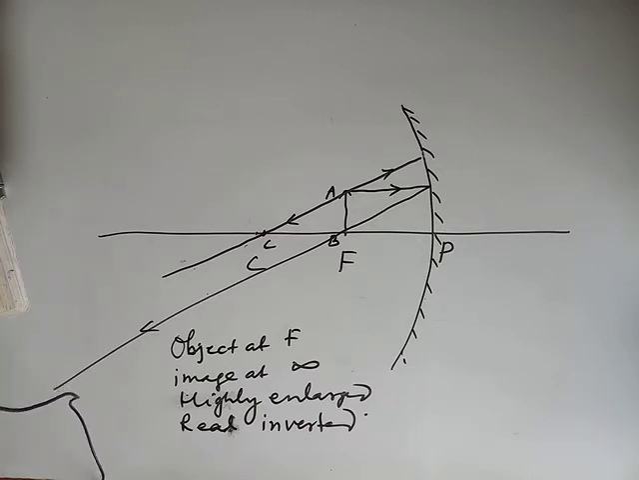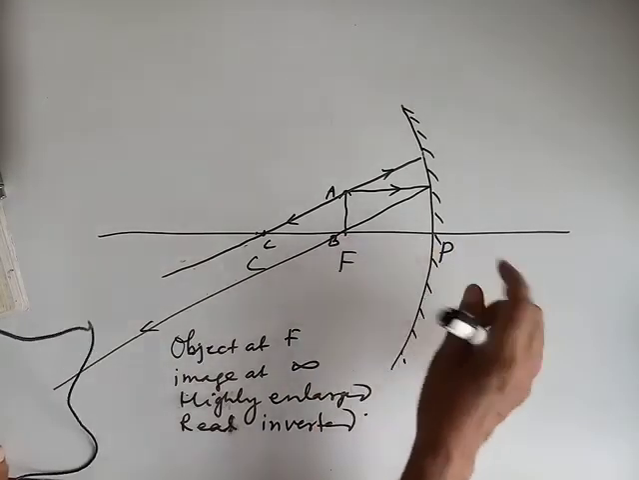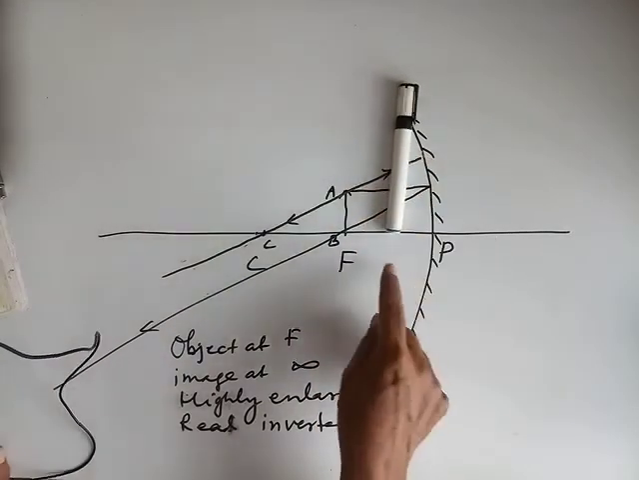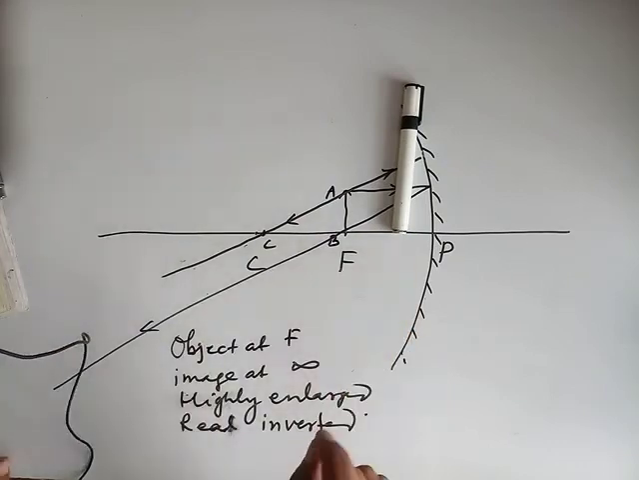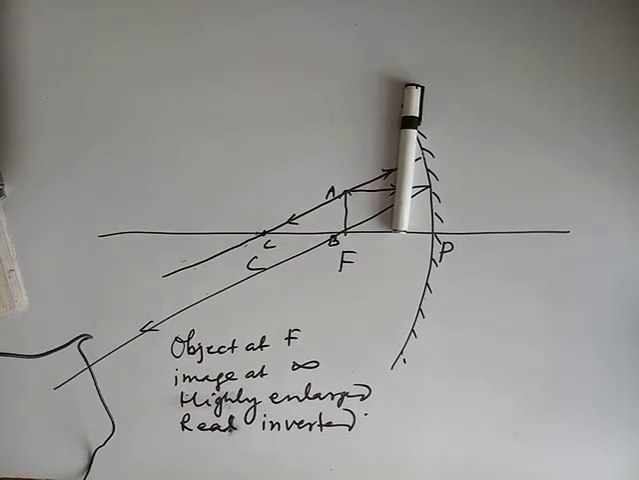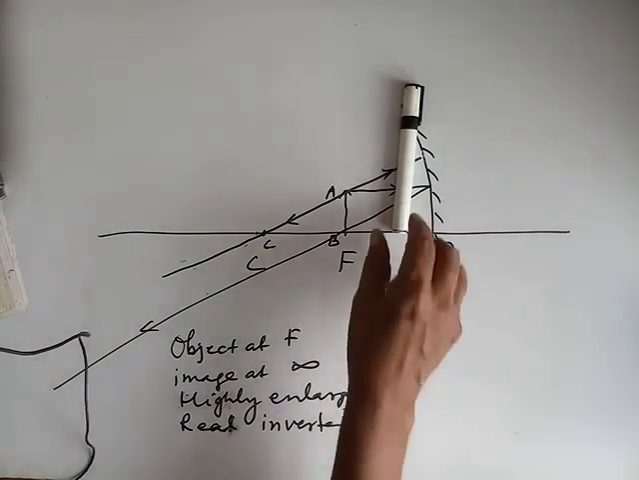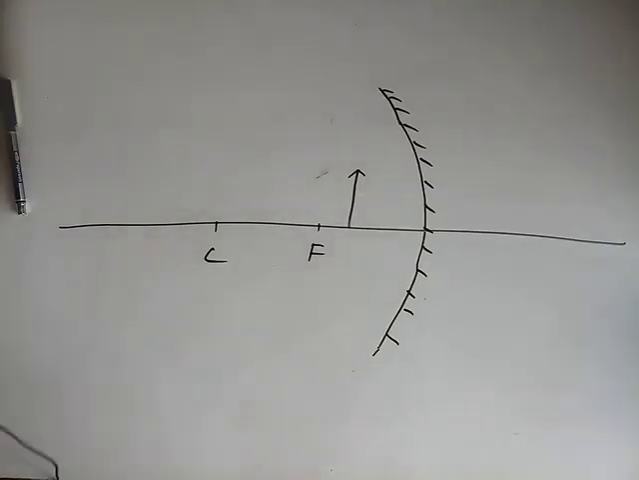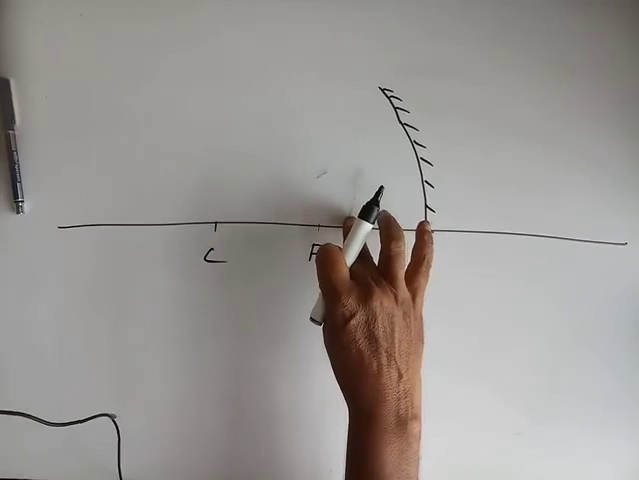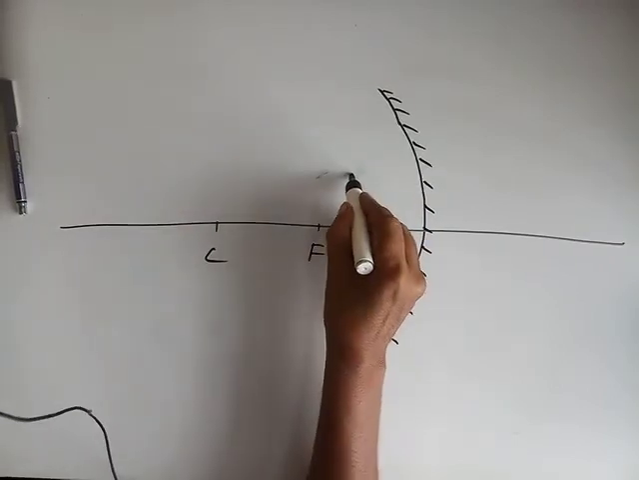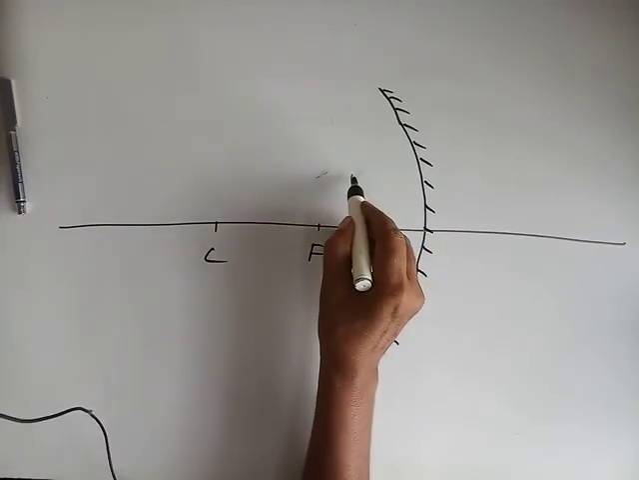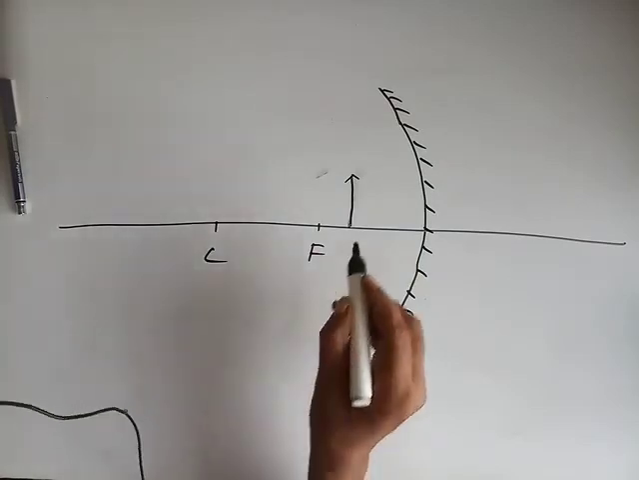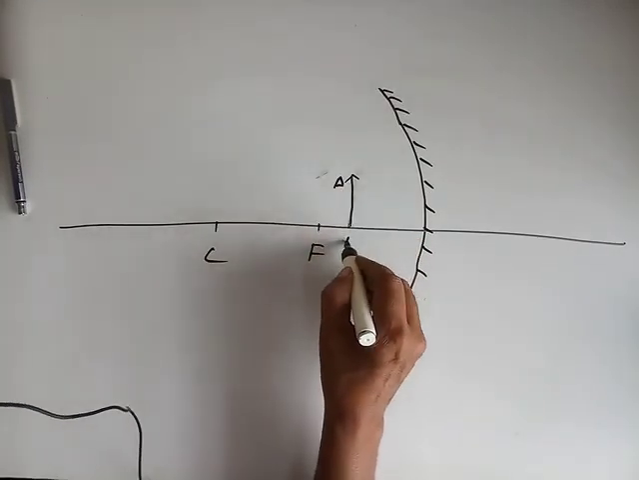Now when the object is kept here in between the focus and the pole, the image formed will be a virtual one. So I am going to show you that. Now see here, this is an object. Okay, AB is the object.